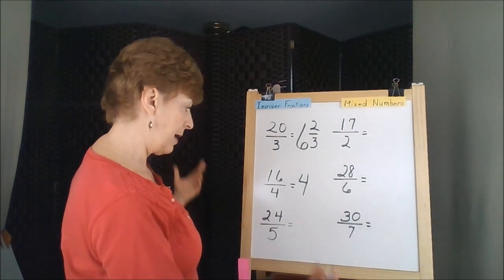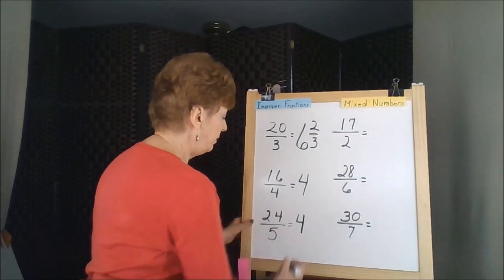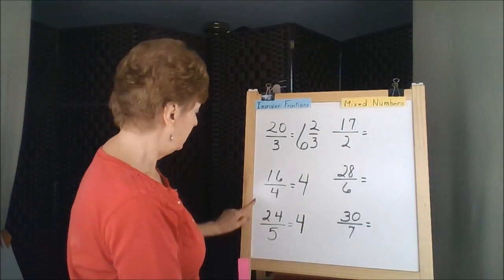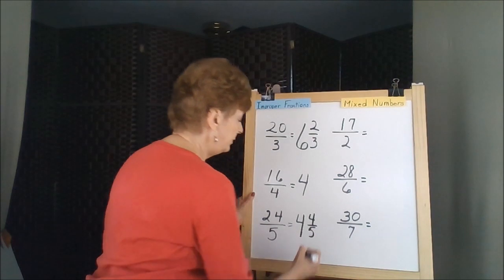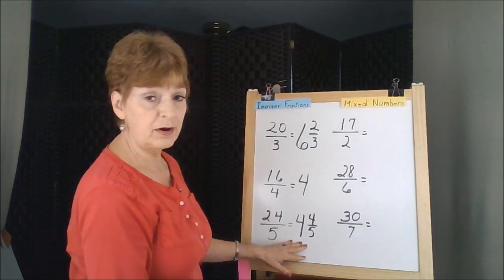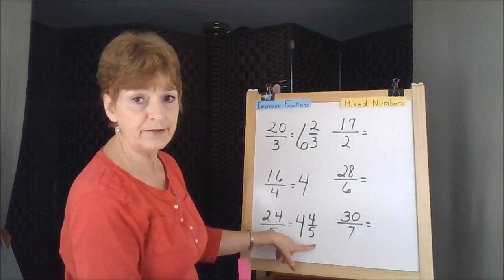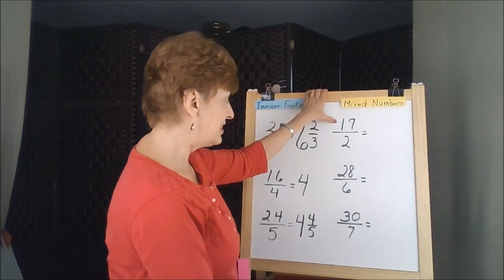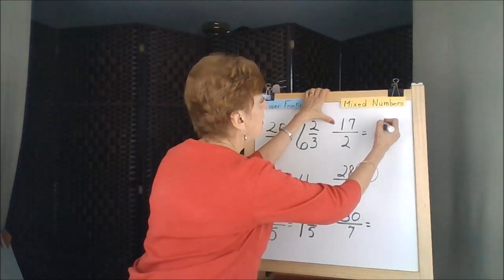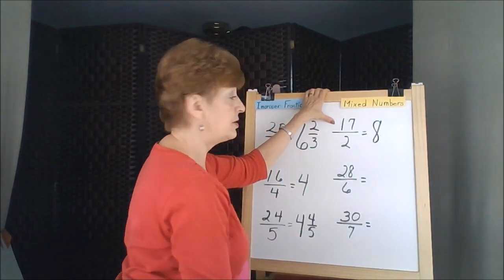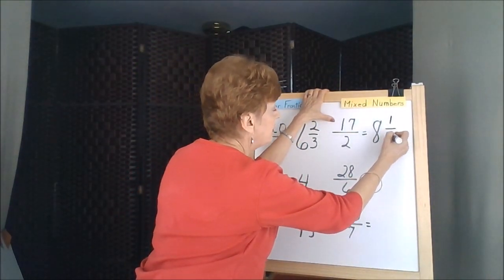24/5 is easier to understand as 4, because 5 times 4 is 20, with 4 remaining. So we have 4 and 4/5. That's kind of like 4 and 4/5 pizzas. You bought 5 whole pizzas, and you have a little bit left over. 17 halves. 2 divides into 17 8 times, because you know that 2 times 8 is 16, and 1 left over, you have 1/2 of another.